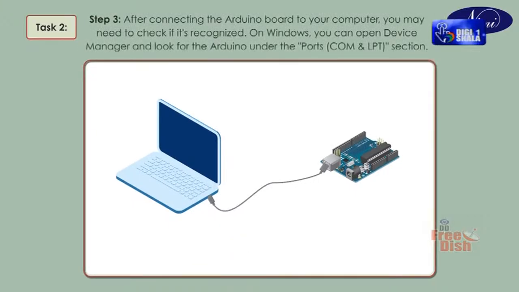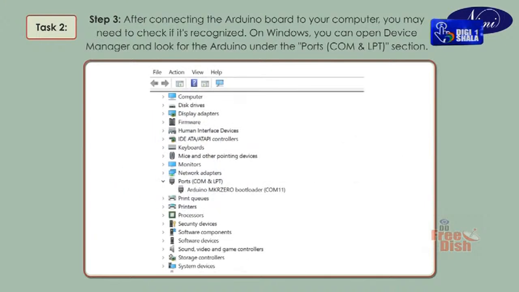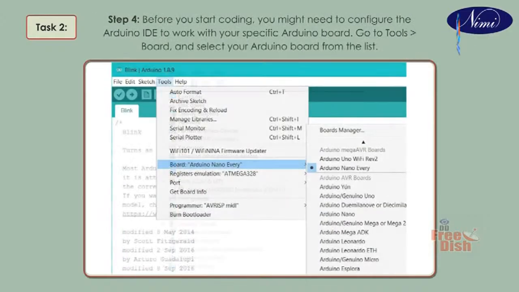Step 3. After connecting the Arduino board to your computer, you may need to check if it's recognized. On Windows, you can open Device Manager and look for the Arduino under the Ports, COM and LPT section. Step 4. Before you start coding, you might need to configure the Arduino IDE to work with your specific Arduino board. Go to Tools, Board, and select your Arduino board from the list.